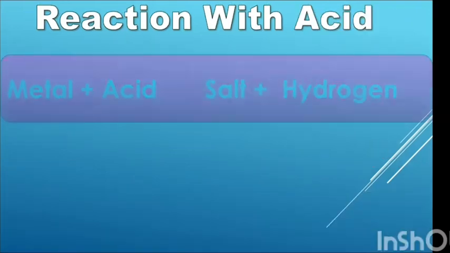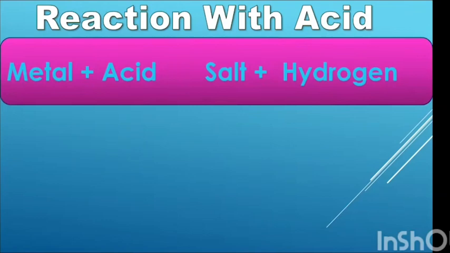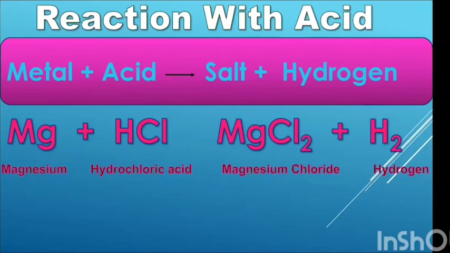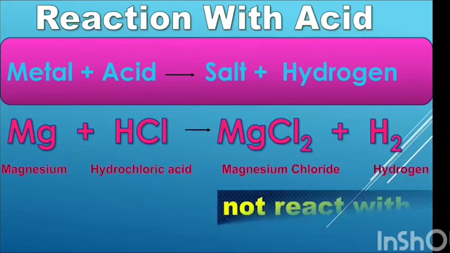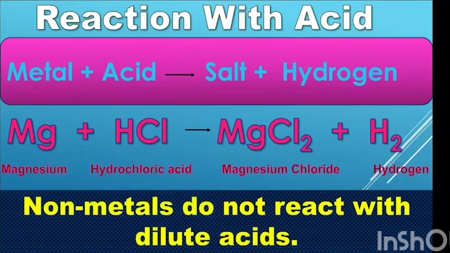Reaction with acid. Metals react with acid and produce salt and hydrogen. Magnesium reacts with hydrochloric acid and gives magnesium chloride and hydrogen. Non-metals don't react with dilute acids.